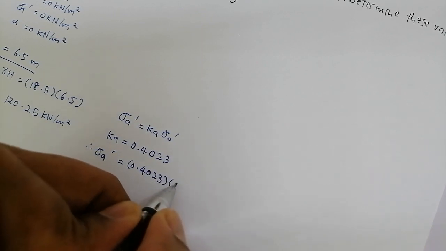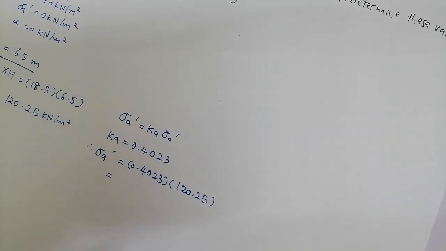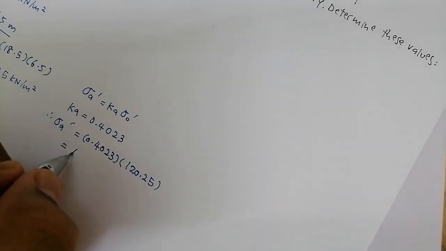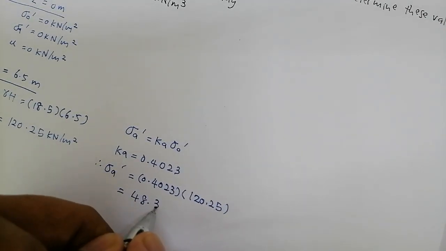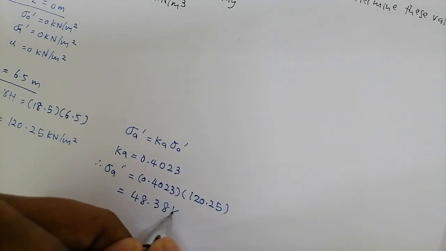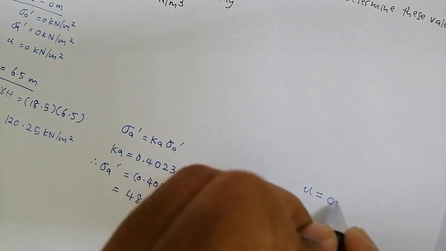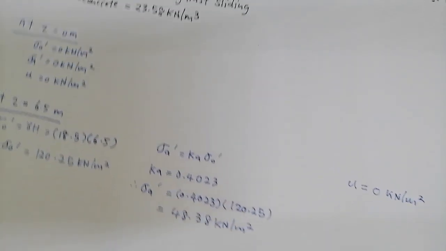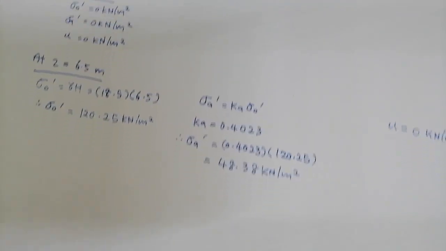Therefore, Coulomb's active earth pressure equals 0.4023 times 120.25. This equals 48.38 kilonewton per meter square. And again, our pore water pressure is 0, as I explained to you just now. All right, so done. The next one is to calculate PA.